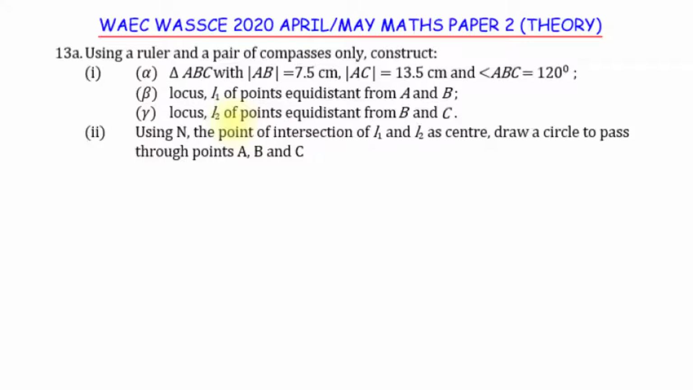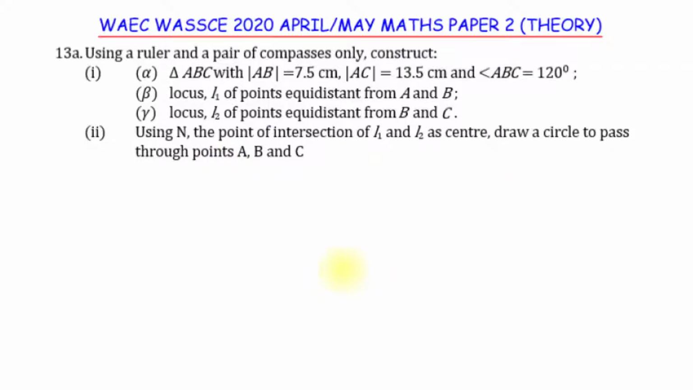and in the same vein the locus L2 of point equidistant from B and C, and then using N, which happens to be the point of intersection of line L1 and L2, as a center, we are to draw a circle to pass through the points A, B, and C. So we are going to be taking our ruler and compasses that they just asked us to use, and we are going to be constructing this triangle and finding the solution as requested.